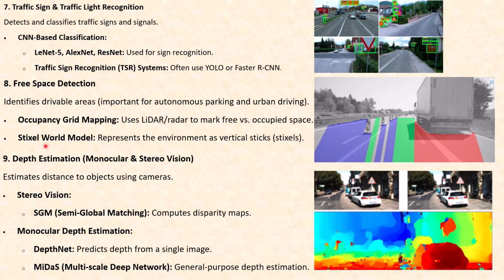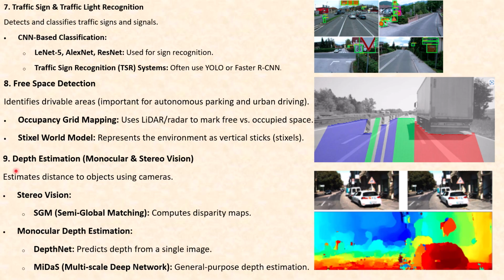Alright, the stixel world model represents the environment as vertical sticks. Just like a pixel, there is also a stixel. Now here I will give you a small task. Go to the internet and check what is meant by stixel. It's a very interesting topic. I am sure you will enjoy learning about it.